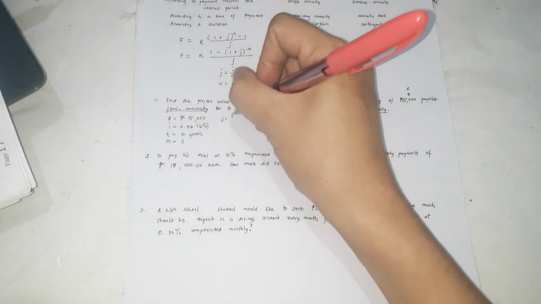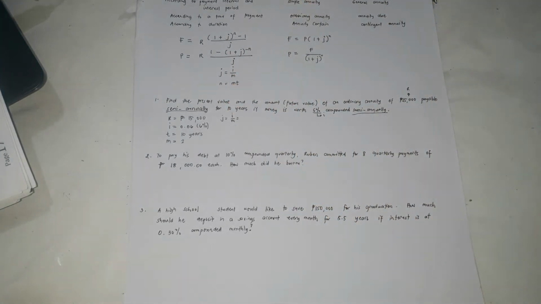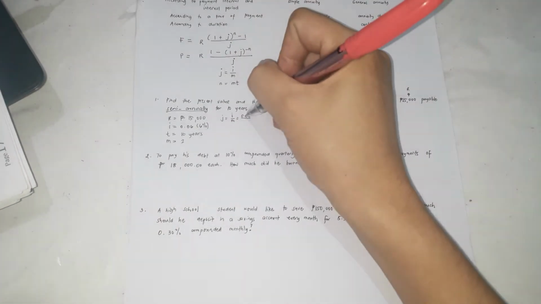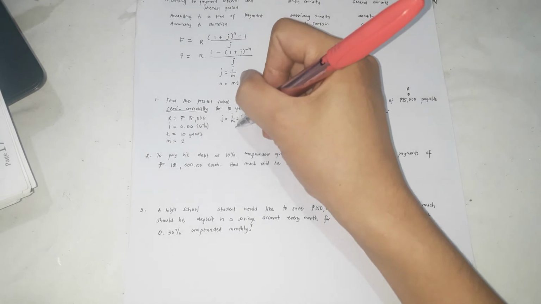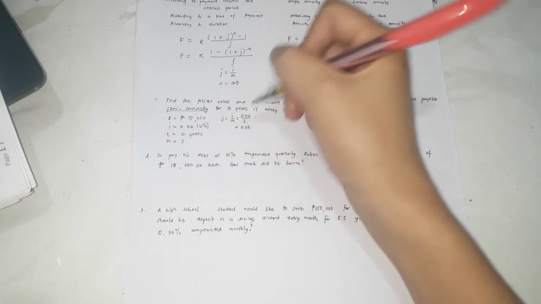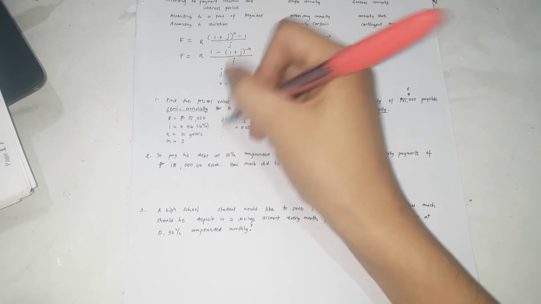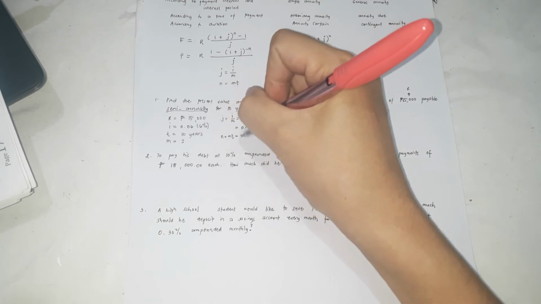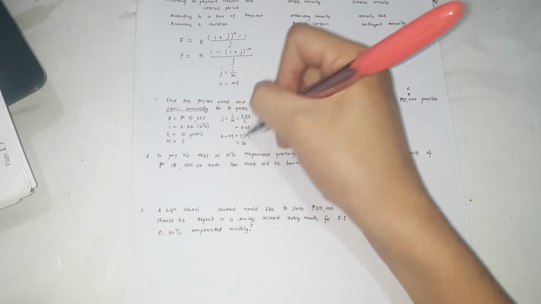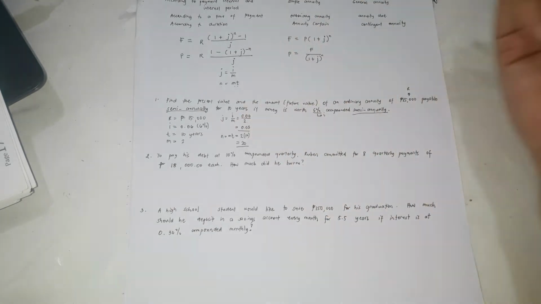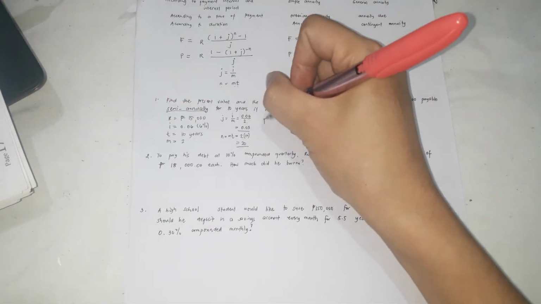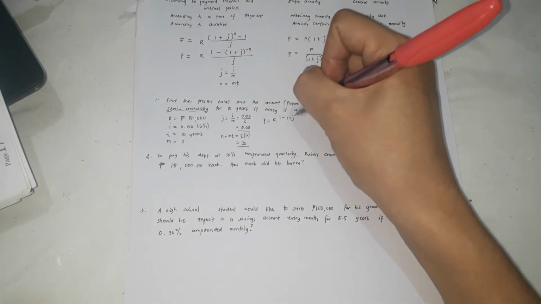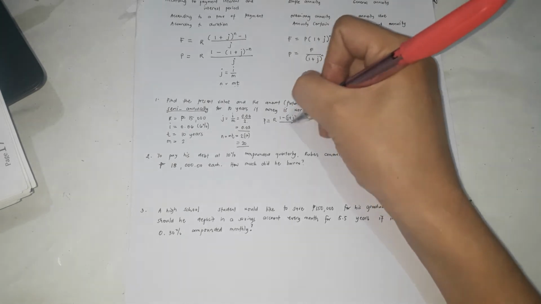Next, let's identify J. J is I over M. So 0.06 divided by 2 is 0.03. And let's identify N. M times T. MT is equal to 2 times 10, which is equal to 20. So we know that this is J, this is N. The formula for present value is this. So R times 1 minus (1 plus J) raised to negative N, over J.